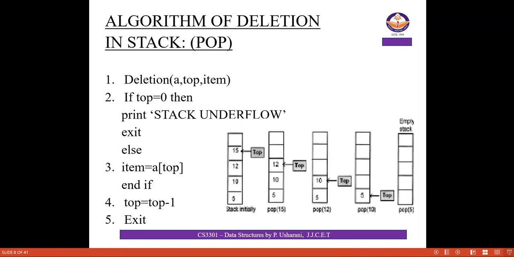Algorithm for pop operation. We have to check the stack underflow condition, that is, check whether the top of the stack is equal to 0. If the condition is false, the item at the top of the stack will be deleted and the top pointer is decremented.